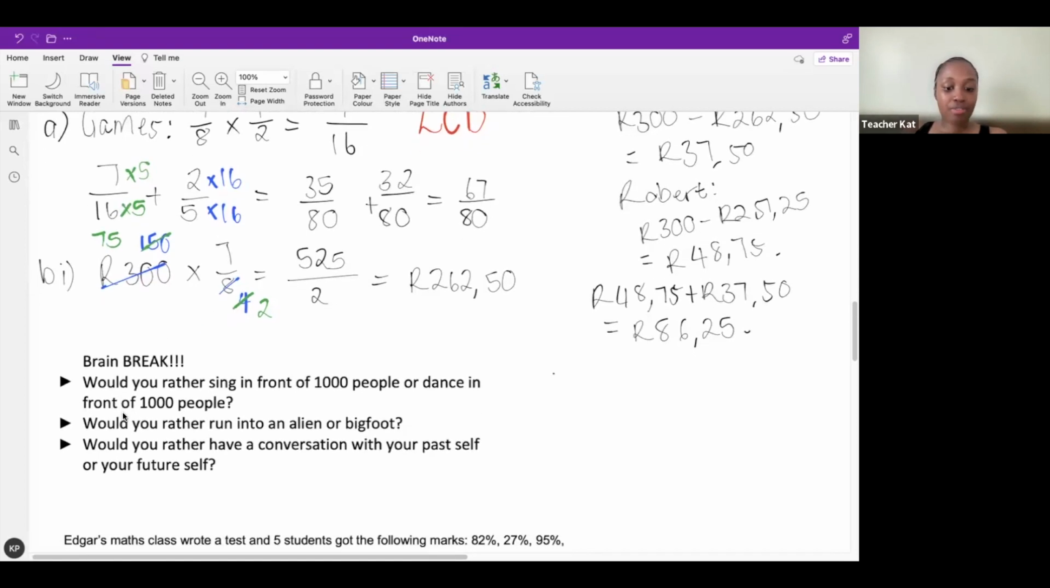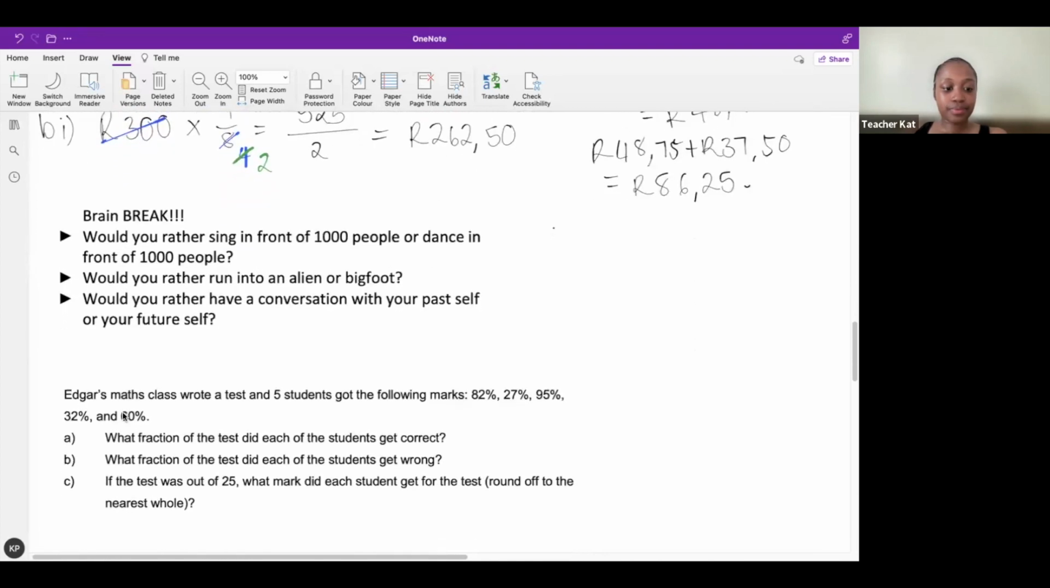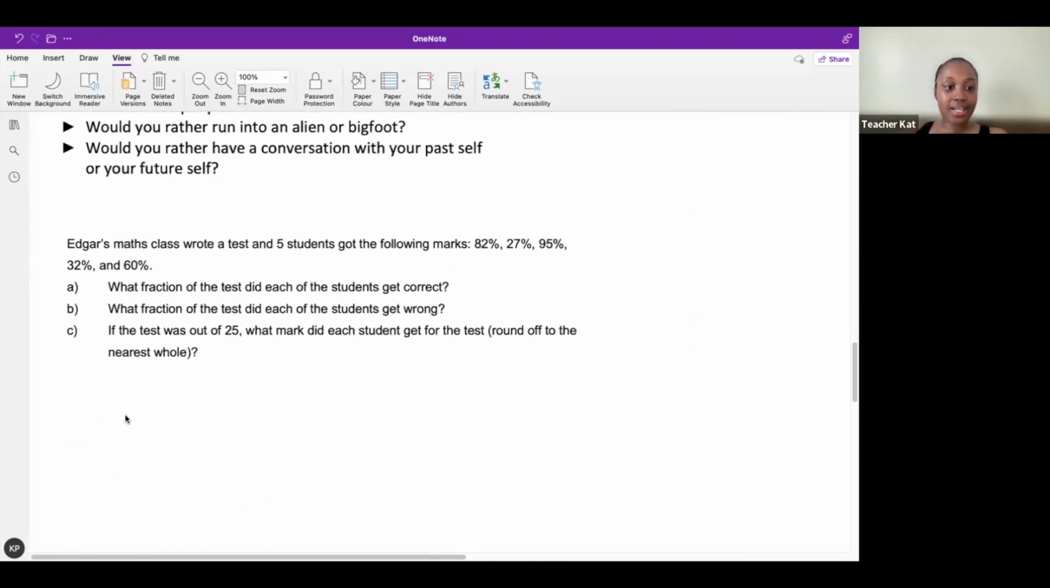Okay, are we ready for one more? Let's do one more. Edgar's maths class. I was hoping there's an Edgar here today, but it's fine. Edgar's maths class wrote a test, and 5 students got the following marks. Okay. What fraction did each of the students get correct?